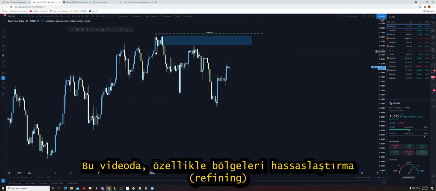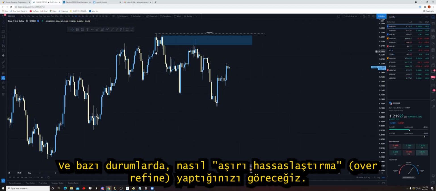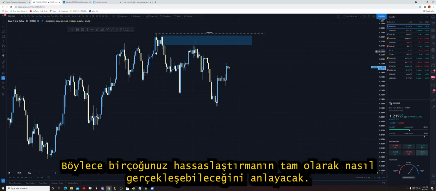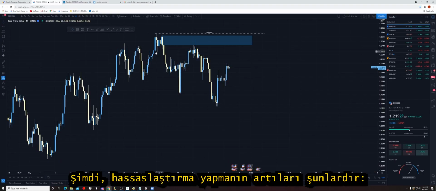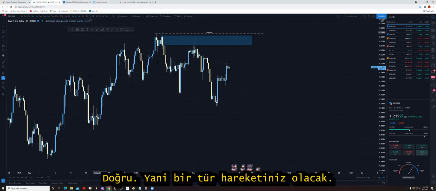So in this video, we're going to specifically deal with refining zones. And in some cases, we're going to see how you over-refine. We're going to look at a few examples so a lot of you can understand exactly how refinement can take place. Now, the positives of doing refinement are that you really do decide on the last possible area that price can come to mitigate, right?